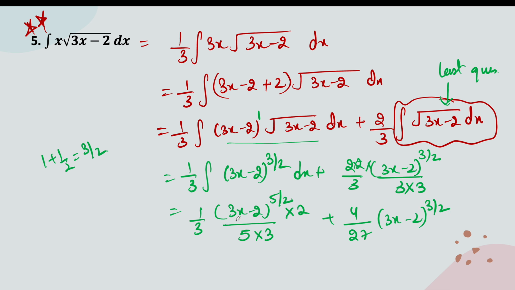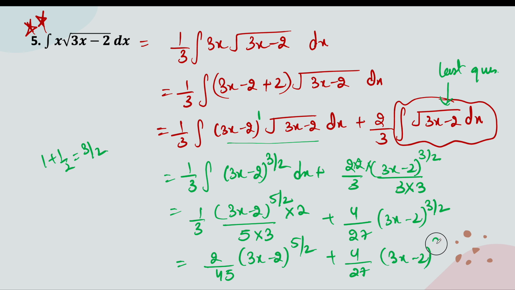Now just simplify it and you will get the answer. That's it. So that would be 2 upon 3 into 3, 9, 9 into 5, 45, so 2 upon 45 into (3x minus 2) to the power 5/2 plus 4 upon 27 (3x minus 2) whole power 3/2 plus c.